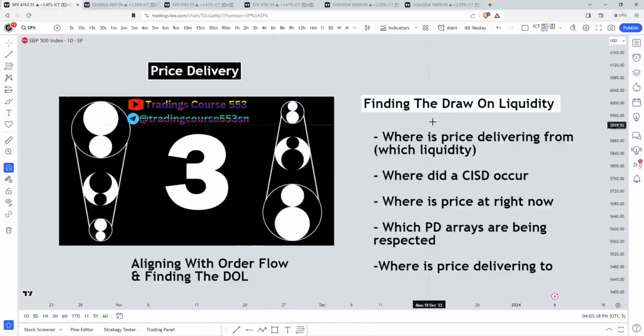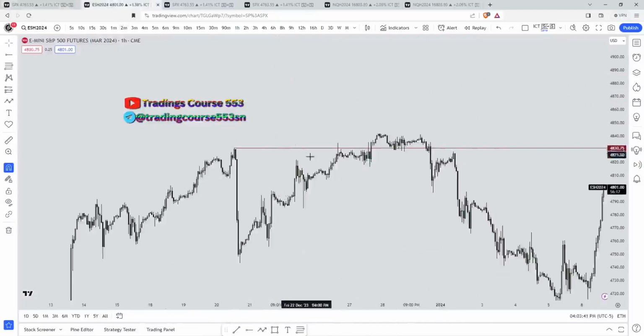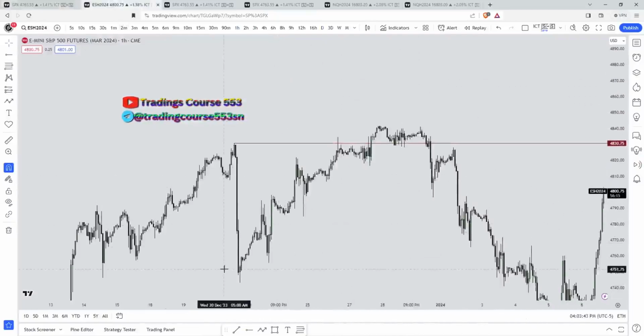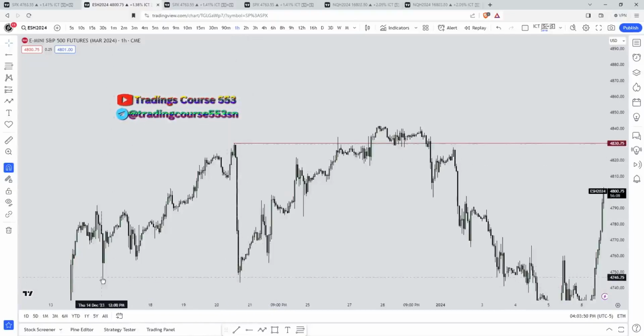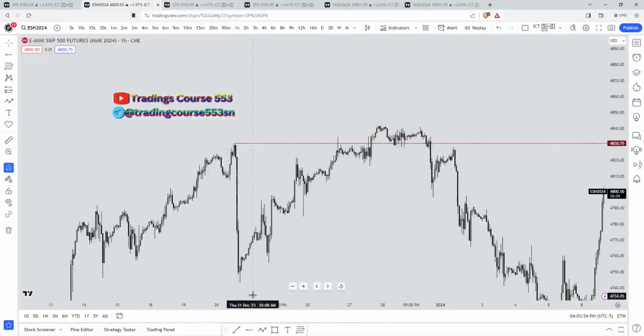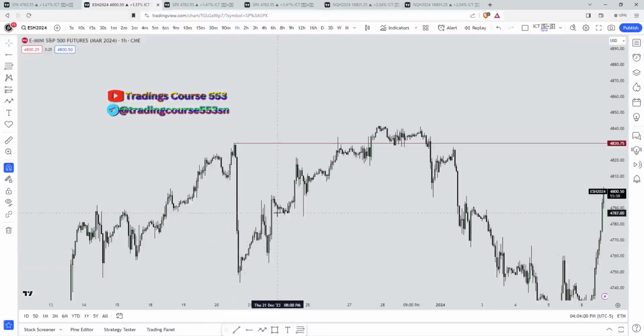So I'm going to go onto a chart, and you're going to see me answer these questions. On the S&P 500, if we start off on the hourly chart, you can see that we had this huge drop lower. When price delivered from this high to this low, right, it took out sell side liquidity, then it expanded higher. When we get this sharp drop lower, lots of retail traders are going to be thinking that this retracement back up is going to be a bear flag or a rising wedge.